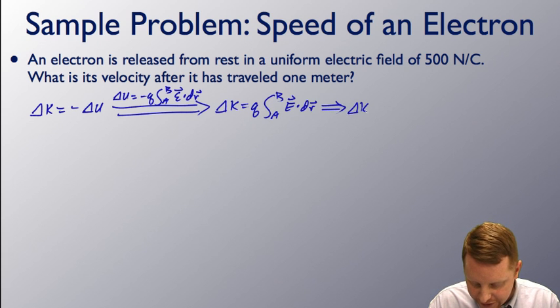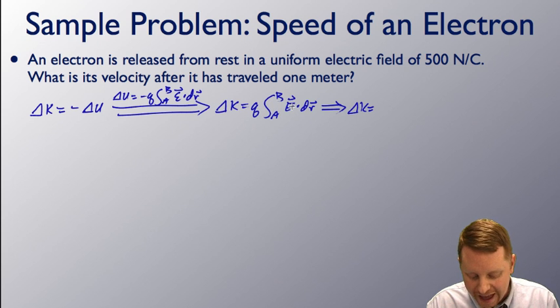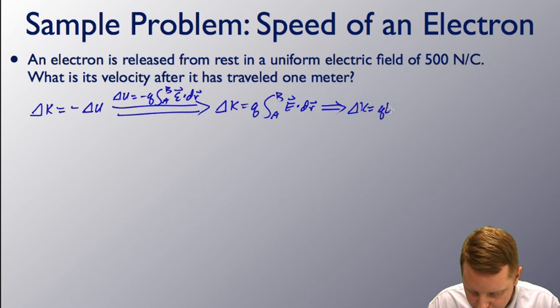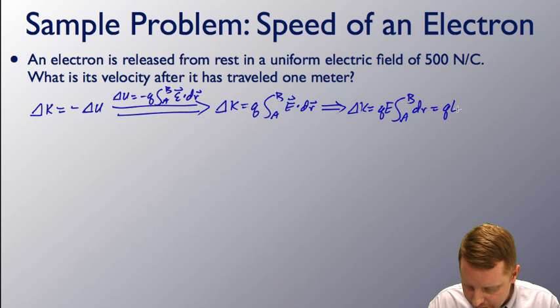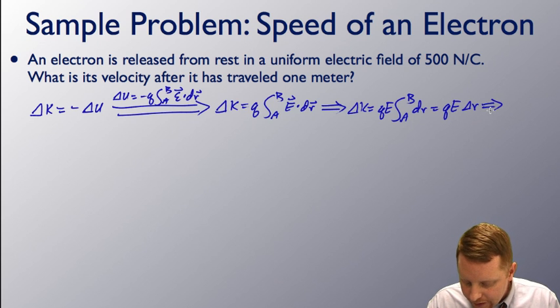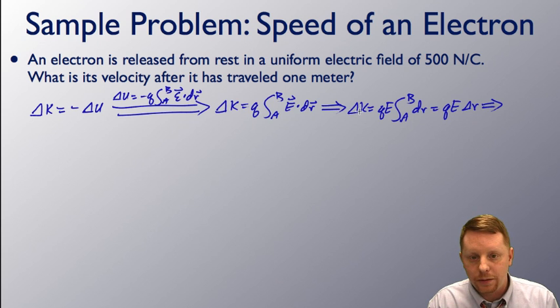Which implies that our change in kinetic energy must be equal to, well, we can pull the electric field out of the integral sign because it's a constant in this problem, so that must be Q times the electric field integral from A to B of dr, which is just going to be delta R, your change in R. So that's QE delta R.